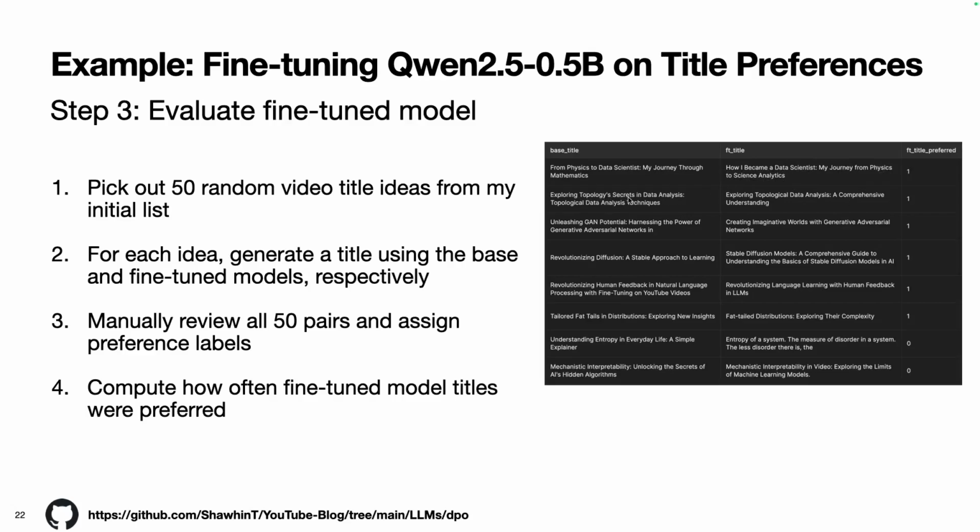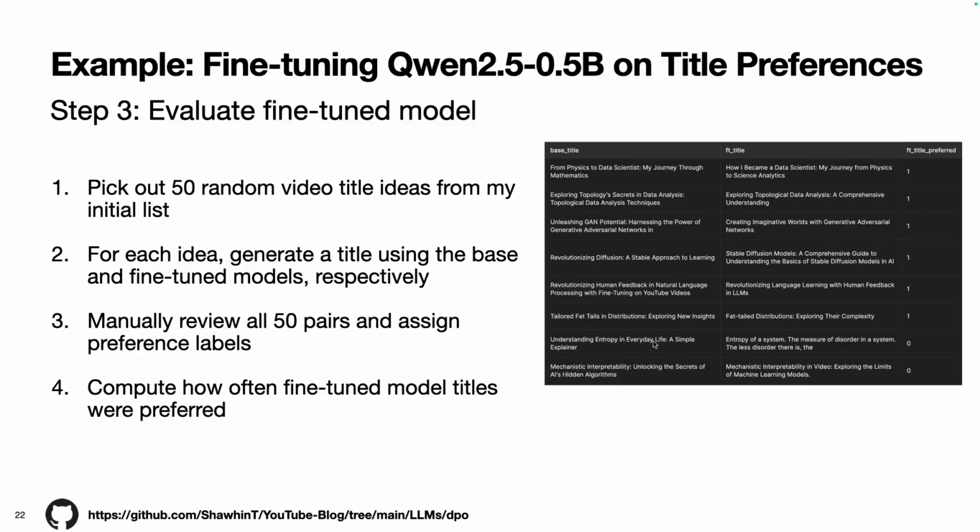"Exploring Topology Secrets and Data Analysis: Topological Data Analysis Techniques." This topology secrets is not doing it for me. Let's see this one. "Exploring Topological Data Analysis: A Comprehensive Understanding." Okay, this isn't great, but I feel like this is closer to something that I would actually write than this one. A comprehensive understanding, that's not good. Maybe a comprehensive guide or something like that. So I preferred the fine-tuned ones in these first several rows, but let's look at this one.